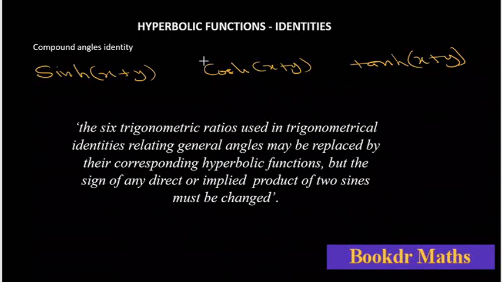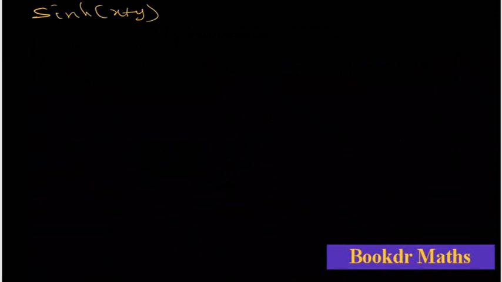We are going to translate the knowledge we have in trig identities into hyperbolic identities with the help of Osborn's rule, which states that the 6 trigonometric ratios used in the trigonometric identities relating general angles may be replaced by their corresponding hyperbolic functions, but the sign of any direct or implied product of two sines must be changed. So anytime we see the product of two sines that are direct or implied, if it is negative, we change it to positive. If it's positive, we change it to what? Negative.